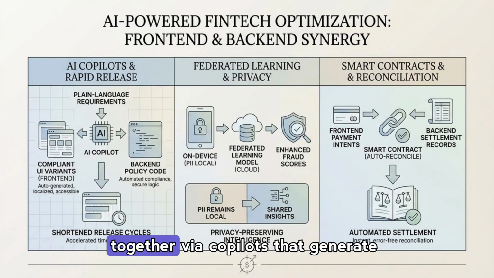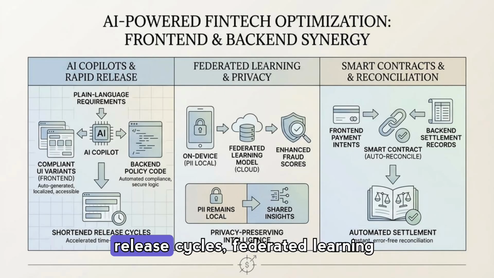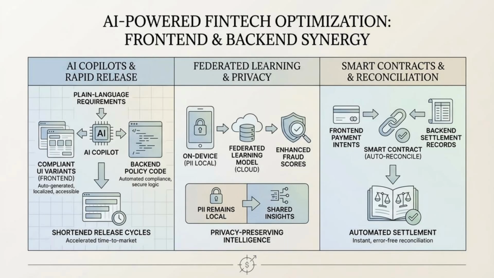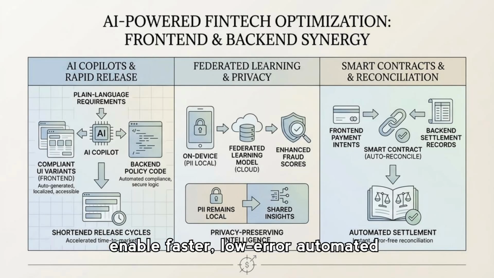AI-powered fintech optimization brings front-end and back-end together via copilots that generate plain language requirements and backend policy code to shorten release cycles, federated learning that preserves PII locally while sharing model insights to improve fraud scores, and smart contracts that auto-reconcile payment intents with backend settlement records to enable faster, low-error automated settlement.